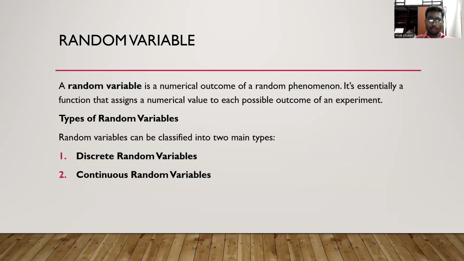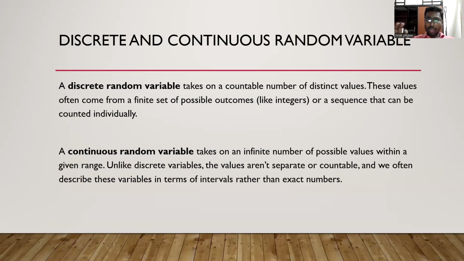Types of random variable. There are two types of random variable. One is discrete random variable and second is continuous random variable. A discrete random variable takes on a countable number of distinct values. These values often come from a finite set of possible outcomes, like 1, 2, 3, 4. So here the set is finite.